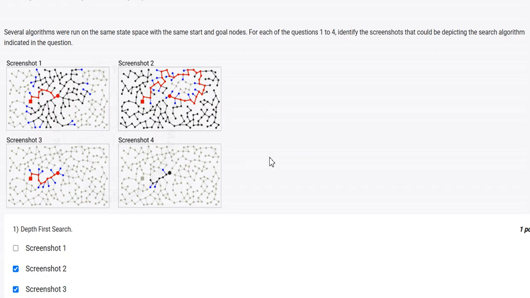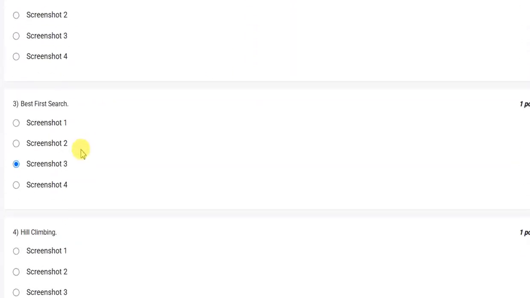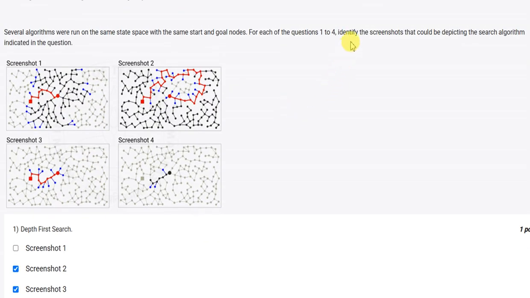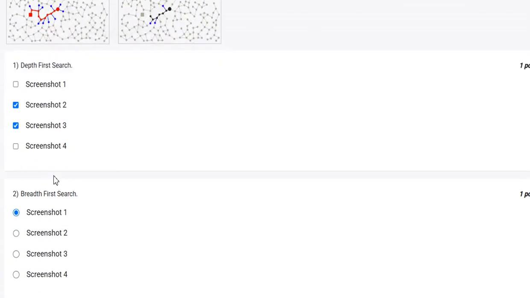So we are going to discuss some questions where several algorithms will run on the same state space and with the same start and goal nodes. Now for each of these questions 1 to 4, you need to identify the screenshot that would be depicted in the search algorithm. What for depth first search, what will be the solution? So screenshot 2 will depict depth first search and screenshot 3 will depict depth first search.